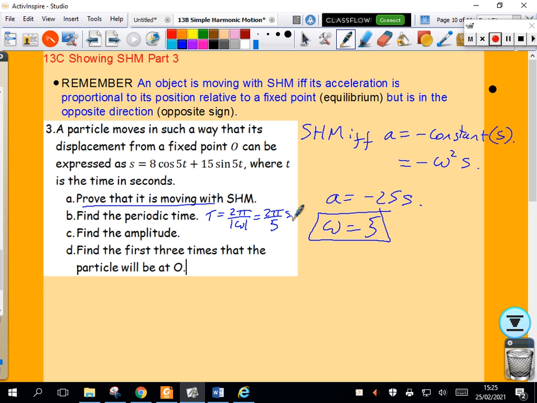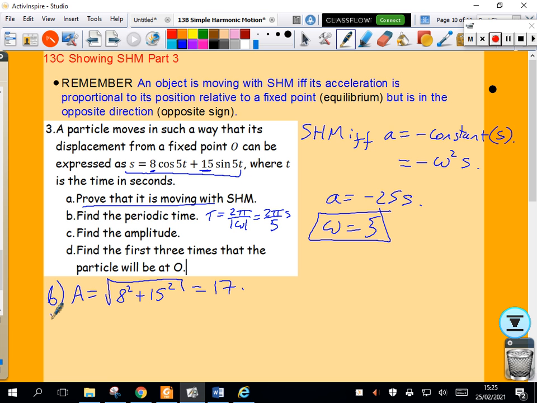Find the amplitude. In my last lesson I looked at finding the amplitude for functions of this type, and I encourage you just to remember that for functions of this type, the amplitude will be the square root of this number squared plus this number squared, 8 squared plus 15 squared. If you know your Pythagorean triples, you should know that that is 17.